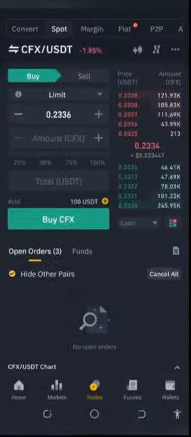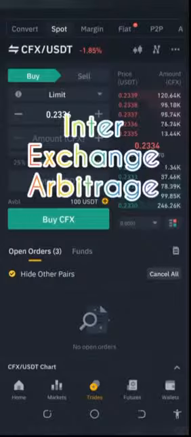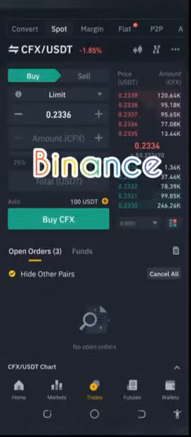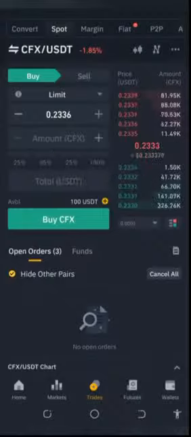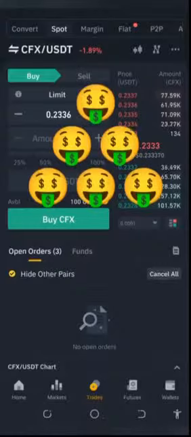In this video, we're on another episode of inter-exchange arbitrage between Binance and Arbitrage. Welcome to Income Strategies, the place where you learn the skills to make money, to multiply your money, and to manage your money.